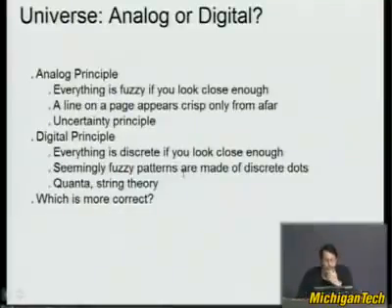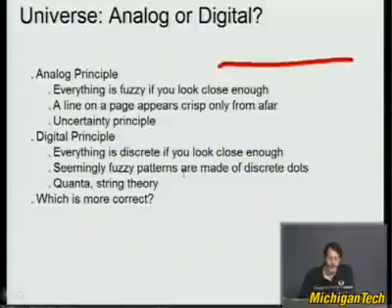This lecture is a little bit of a potpourri of different things. Is the universe analog or digital? So I ponder this sometimes. One would think that if everything is analog, then everything is fuzzy if you look close enough. So for instance, if you were to take a line on a page, for instance, a line on your computer monitor, you would say, oh, that line appears crisp. It has definite edges. But if you were to look really, really closely, you would see that actually there's lots of dots on your computer monitor. It's not as crisp as one might have thought.